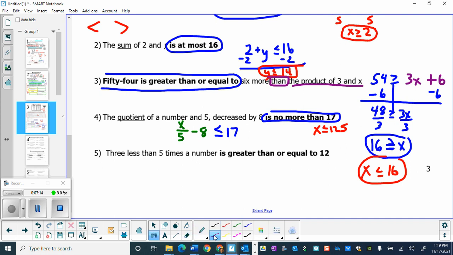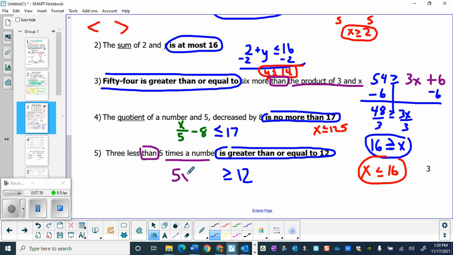All right, and we are on the final one here translating. So 3 less than 5 times a number is greater than or equal to 12. So all of this over here is greater than or equal to the 12. Now let's talk about all of this over here. So we see a than, 5 times a number. Now show me 3 less than that. And we have translated. This is now showing 3 less than 5 times a number is greater than or equal to the 12.